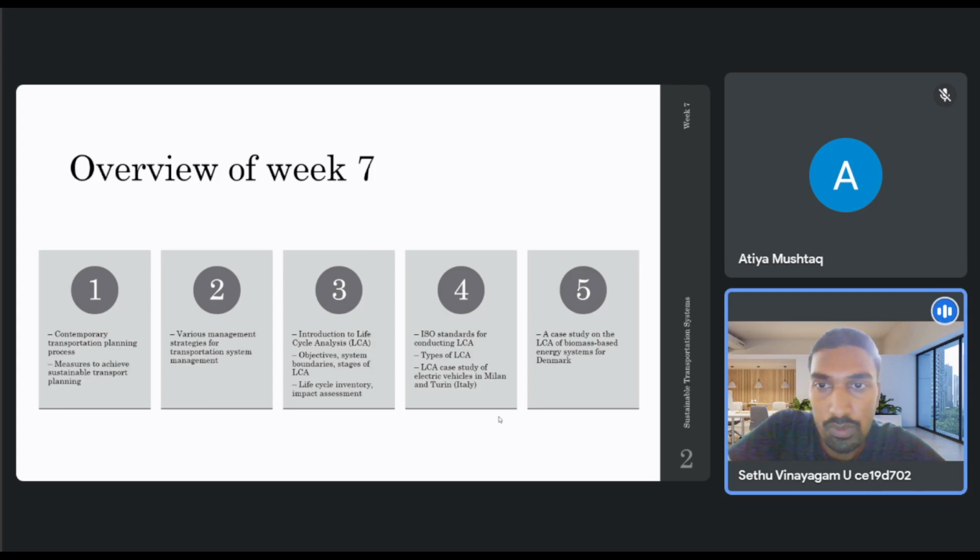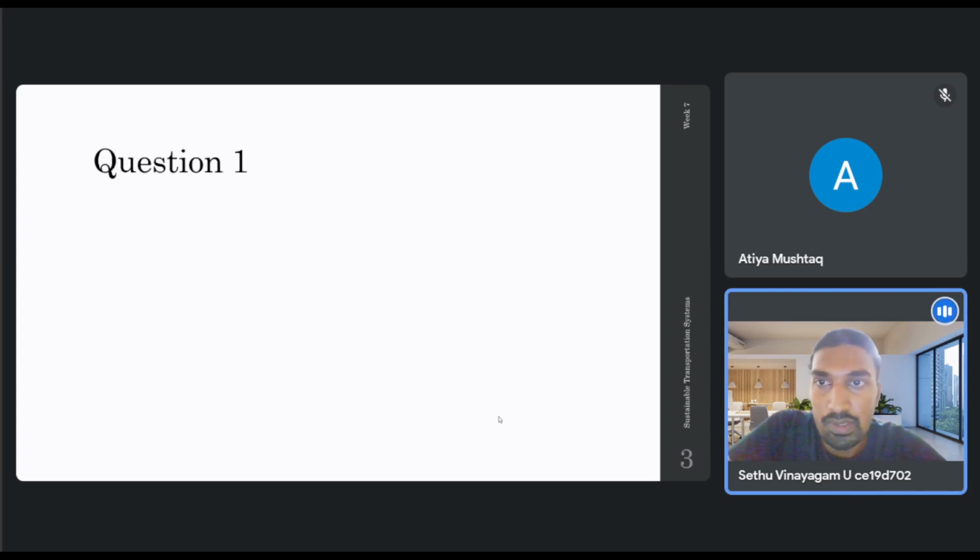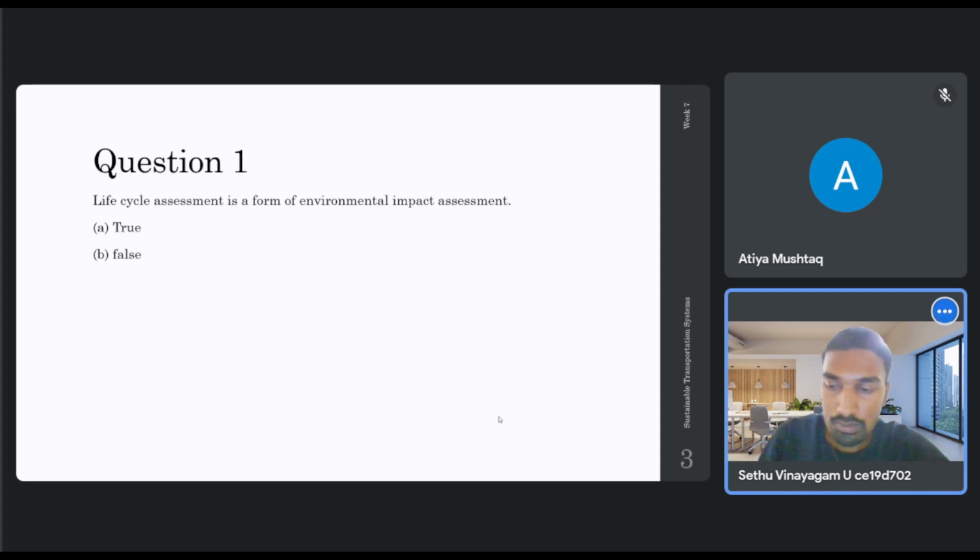Now let's move on to some questions related to these. The first question is: life cycle assessment is a form of environmental impact assessment. We have to say whether the statement is true or false. Like usual, we'll have polls. Okay, the poll is launched. Whenever you are ready, you can answer in the poll.